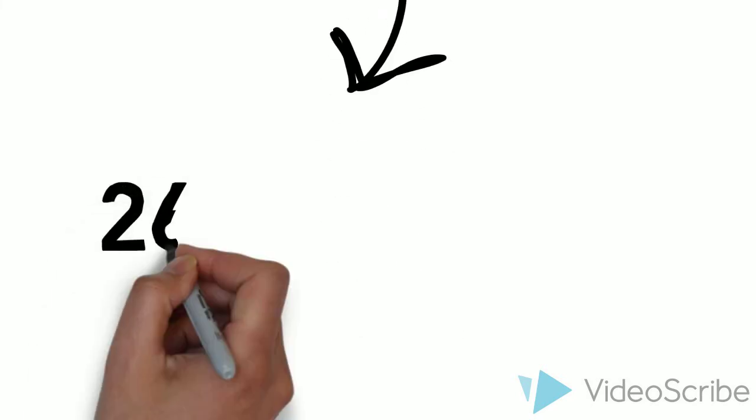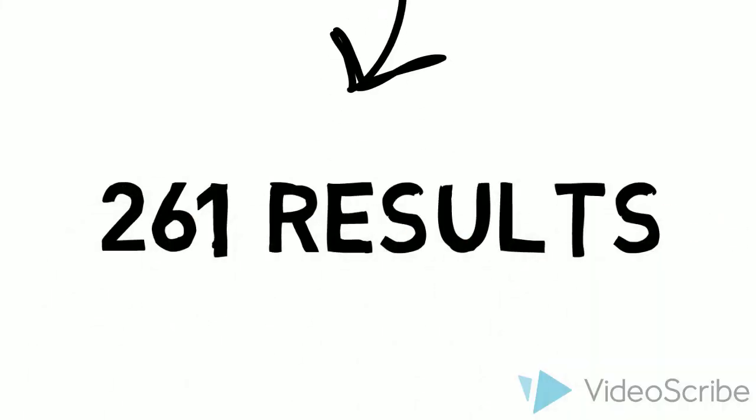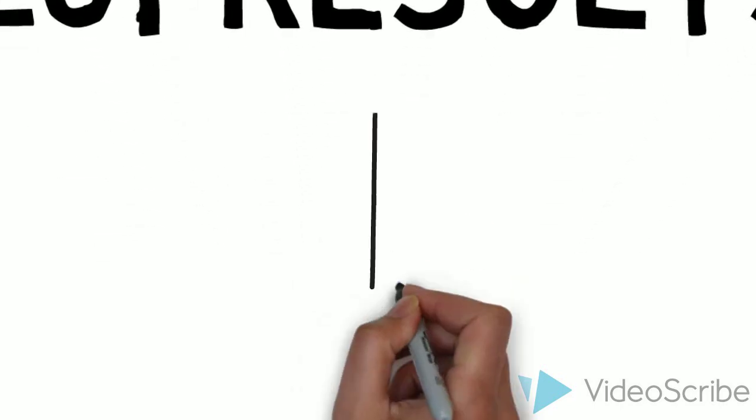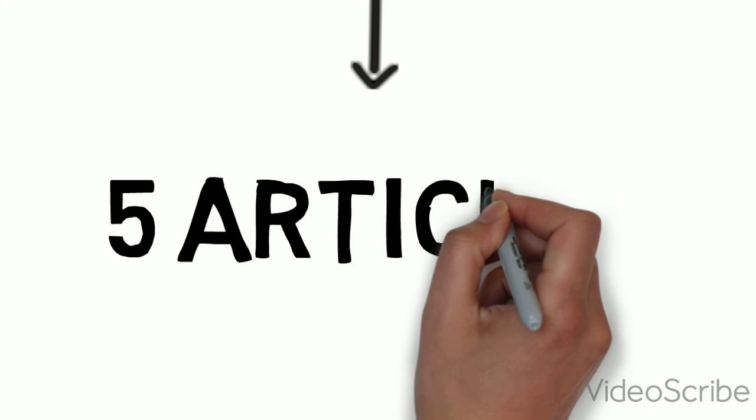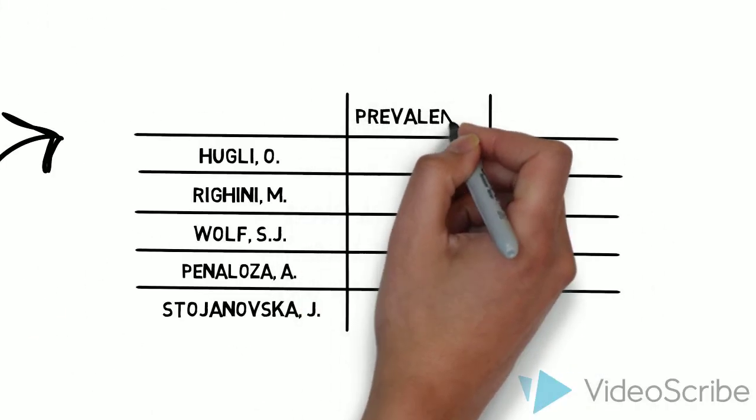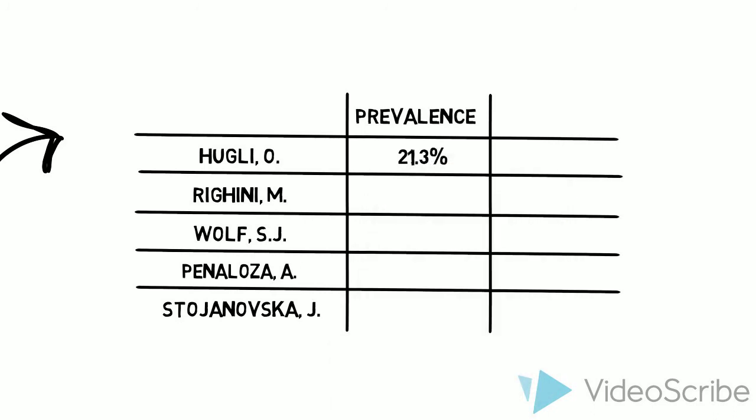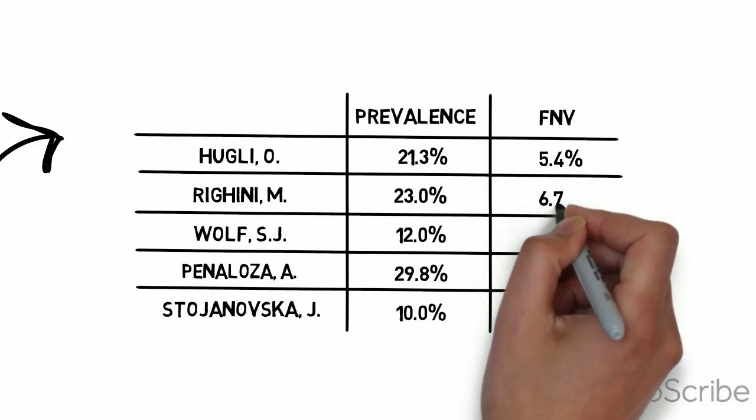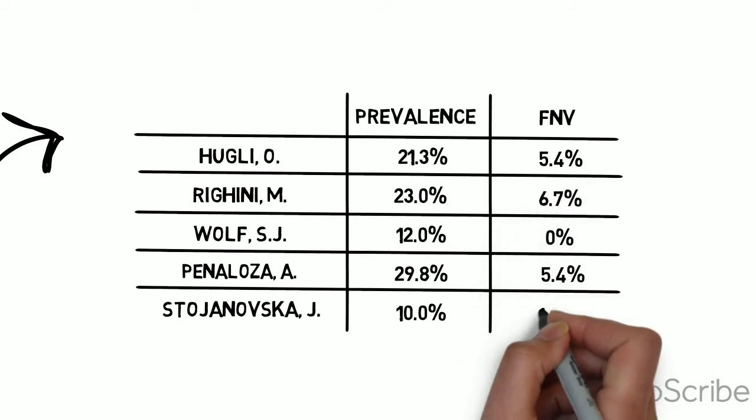What are the results from the research? 261 results were found. After excluding 256 articles by using the exclusion criteria, 5 articles were left. The prevalence of PE in the used studies were 21.3%, 23%, 12%, 29.8%, and 10%. The false negative values present the patients which are classified as PERC negative but did have pulmonary embolism. So a low false negative value is better. The values were 5.4, 6.7, 0, 5.4, and 1.9.